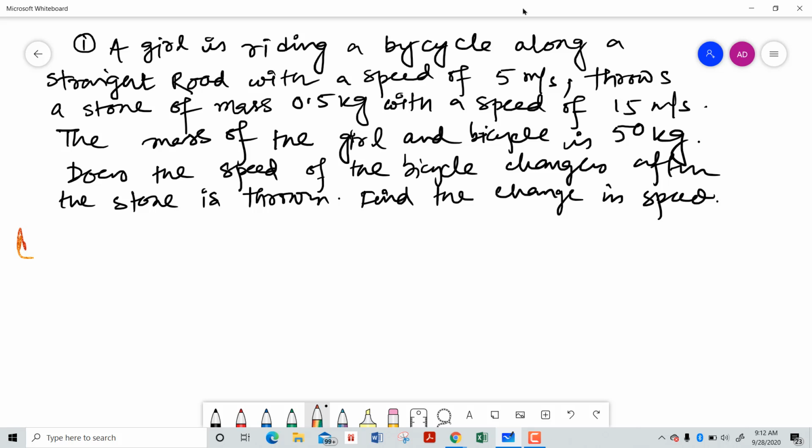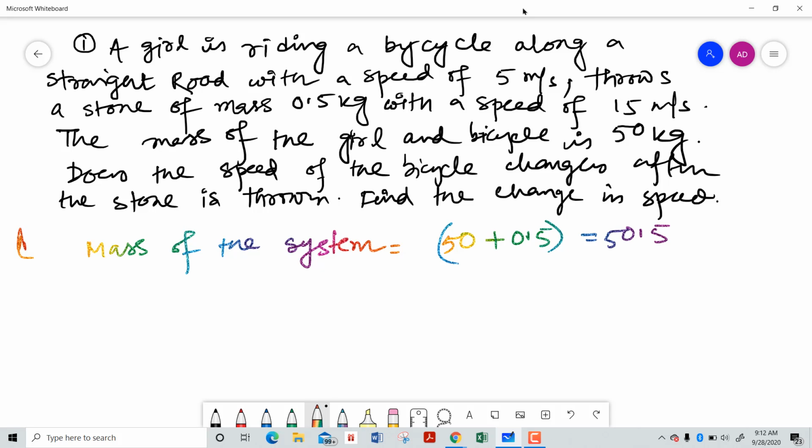So initially the mass of the system is the mass of 50 kg plus 0.5 kg, right? Initially the girl was holding that stone, so I can say that the mass of the system initially was 50 plus 0.5, that is equal to 50.5 kg.